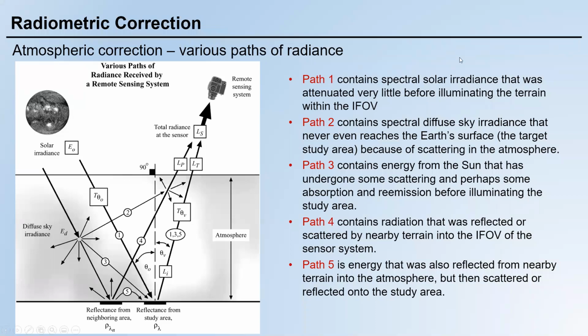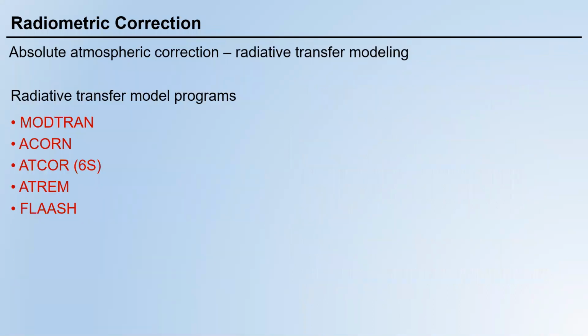So last time I stopped here on this slide, right? Discussing different paths of EMR when it travels through the atmosphere of the Earth. And today in this video, I'm going to introduce actual methods for atmospheric correction. So the first type of atmospheric correction is called radiative transfer modeling.